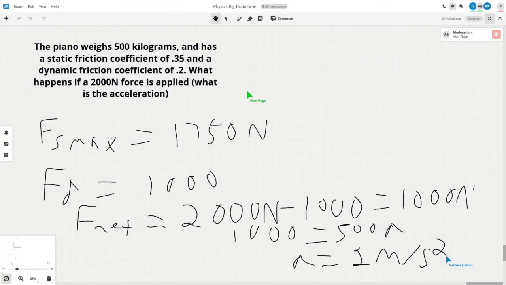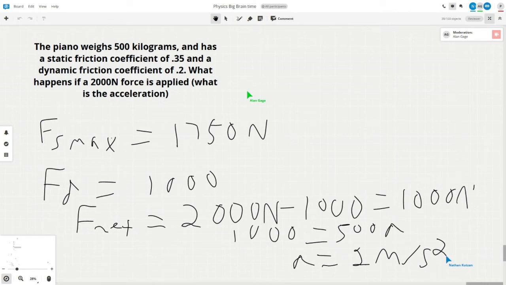Are there any questions about how that works? Is anybody still confused, or do you think you have it now? Can you repeat one more time how you got the dynamic friction force?